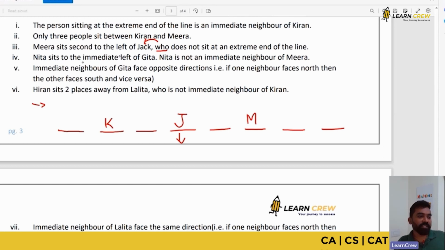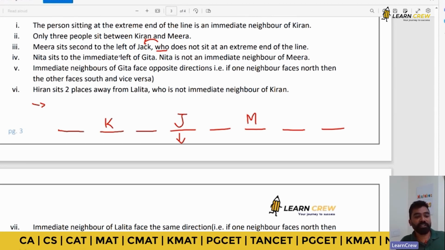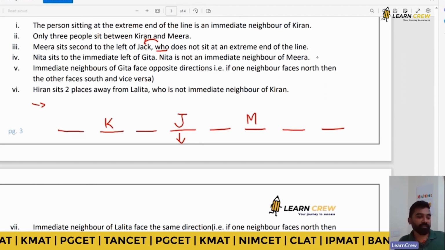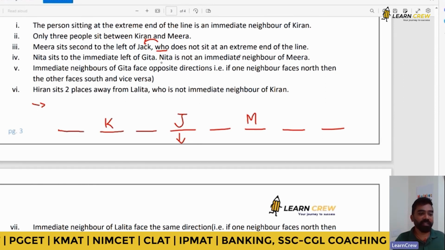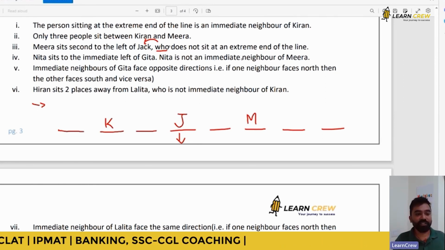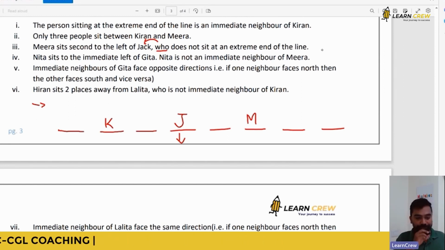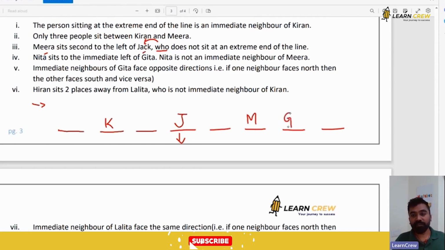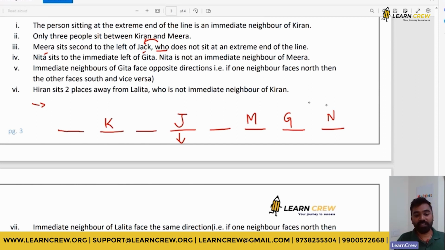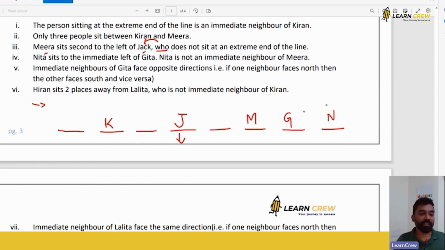Clear? Now, Neeta sits to the immediate left of Geeta. Neeta is not an immediate neighbor of Meera. Fine. There are 2 people, Neeta and Geeta, but Neeta is not an immediate neighbor of Meera. So if Neeta is not the immediate neighbor of Meera, Geeta can be the immediate neighbor of Meera and Neeta can be here. Okay. Neeta sits to the immediate left of Geeta. So when can Neeta's direction become left of Geeta?